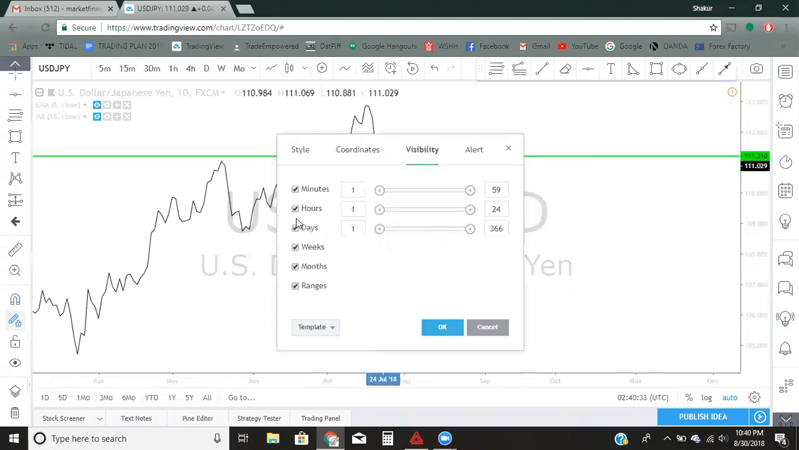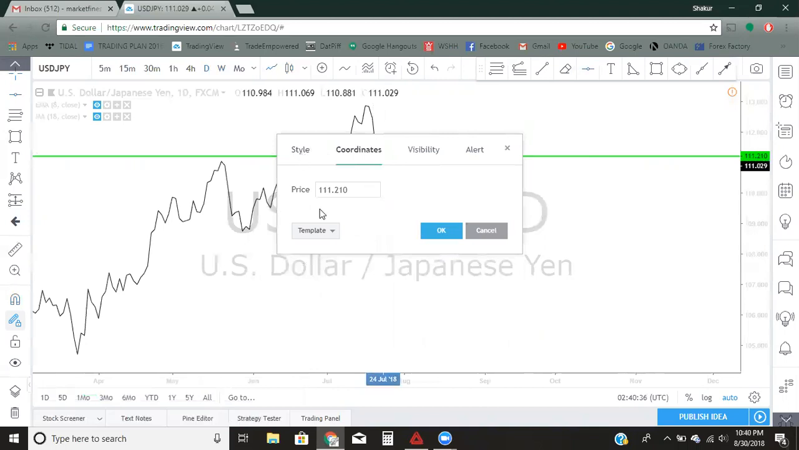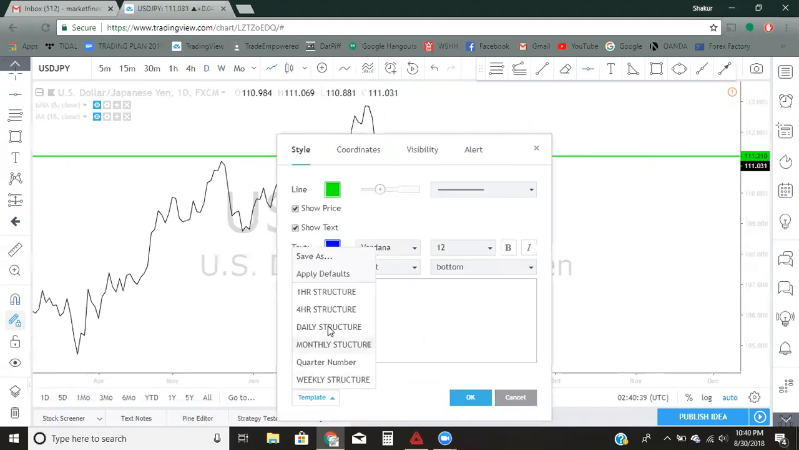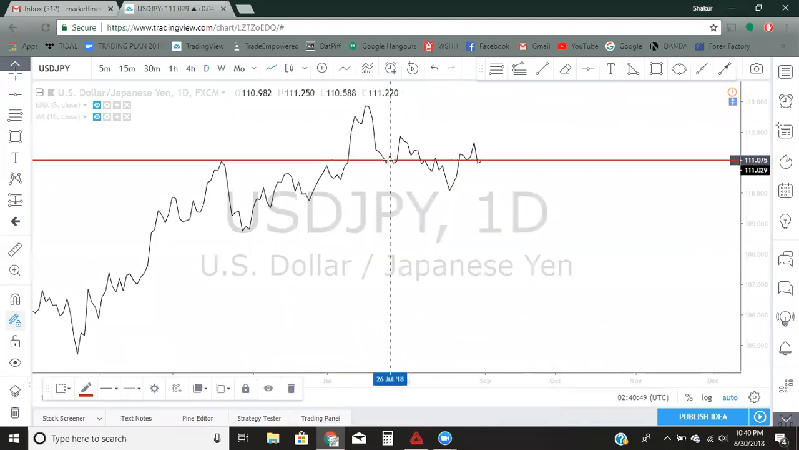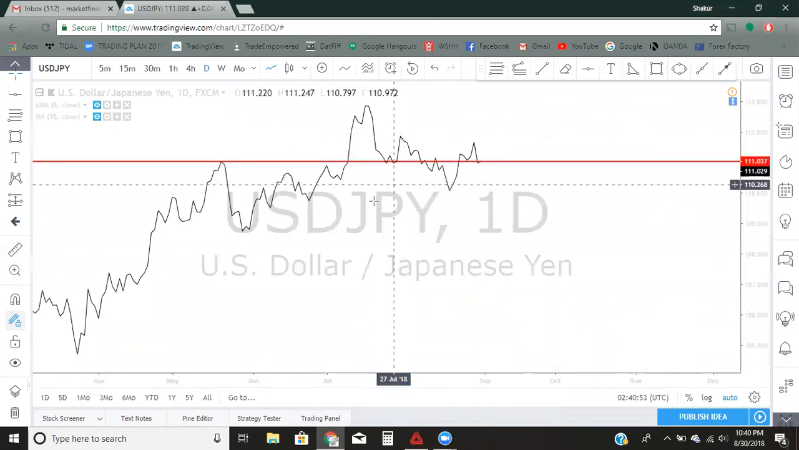And I marked, let me see, style. But that's my daily structure. That's the line that I turned red. I think it's a little bit lower than that, if I'm not mistaken. Yeah, it was actually right there.